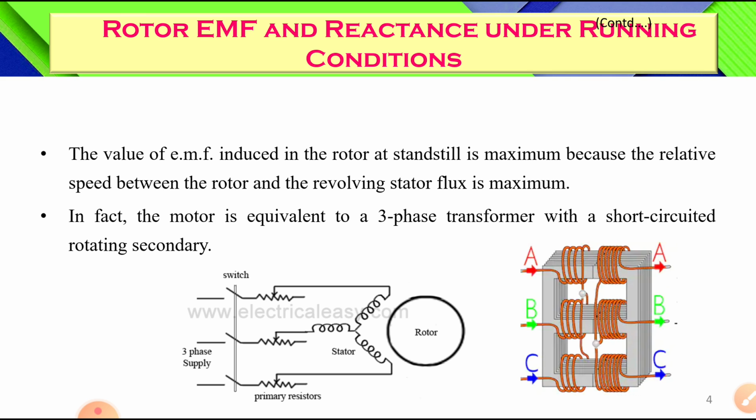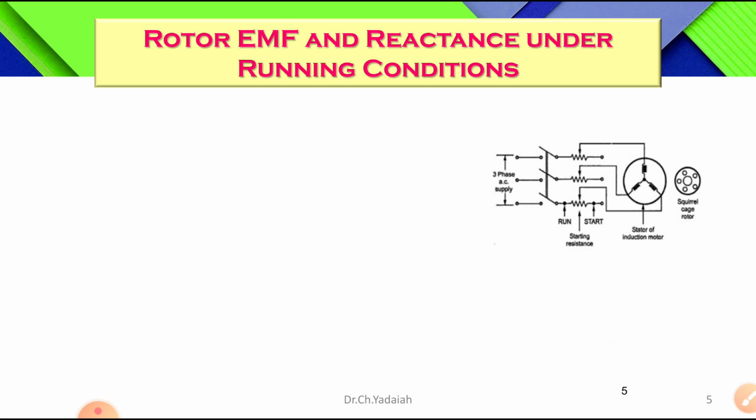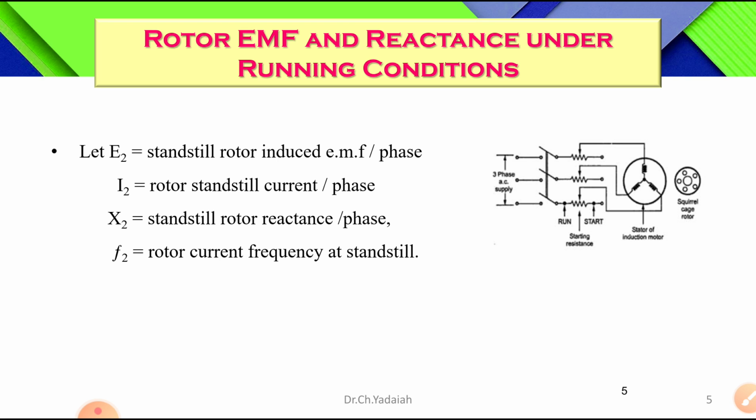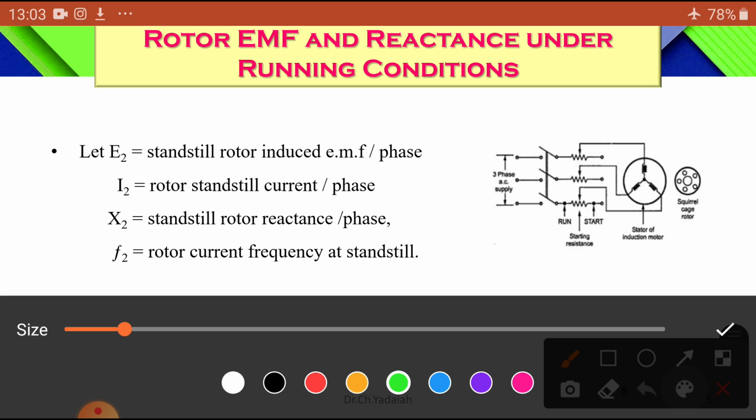Now coming to the values. What are the values we have seen? So E2 is the standstill rotor induced EMF per phase, I2 is the rotor standstill current per phase, X2 is the standstill rotor reactance per phase, and F2 is the rotor current frequency at standstill condition. So these are the rotor values.